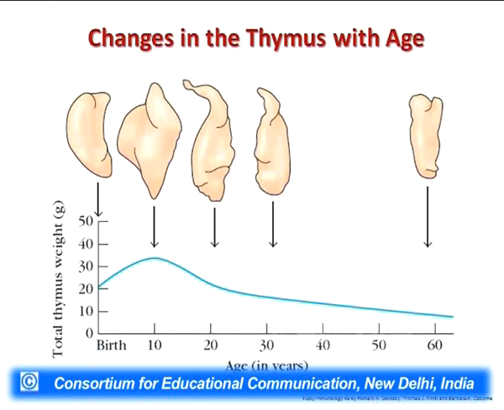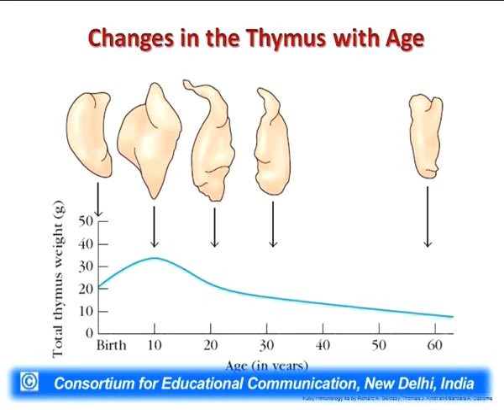Now we see that with age, a person's immune system decreases, because the thymus size also decreases with age. As soon as the thymus starts developing from birth till 10 or 20 years of age, it gains the maximum maturity and subsequently it decreases down.